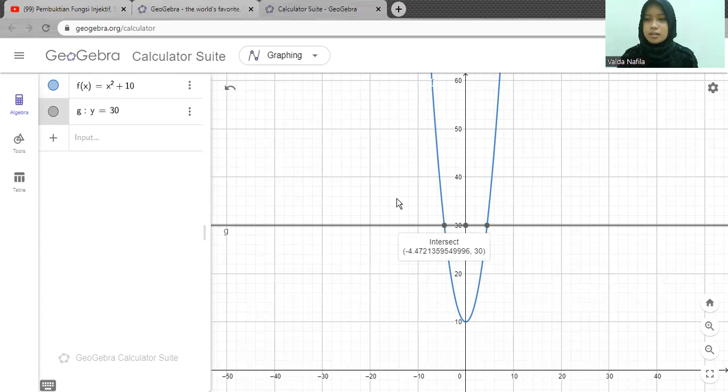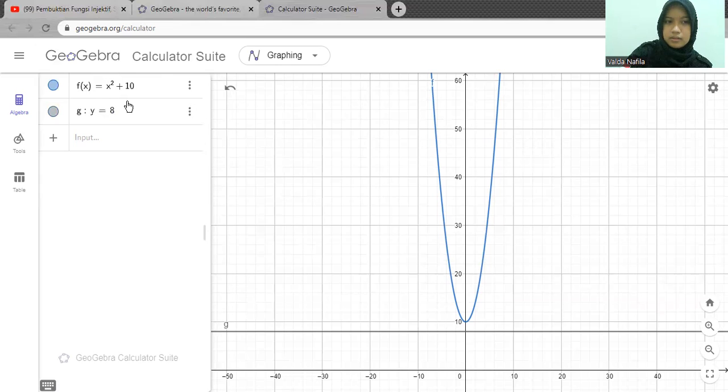But if we do another test point, for example, 8, oh, this doesn't even cut the graph at all. So this is not a surjective function. Here I have written the test point is 8, and this has been proven that the horizontal line does not intersect the function.